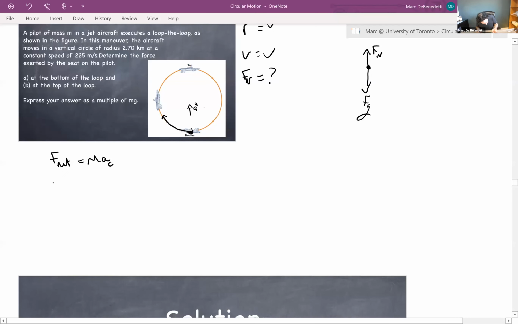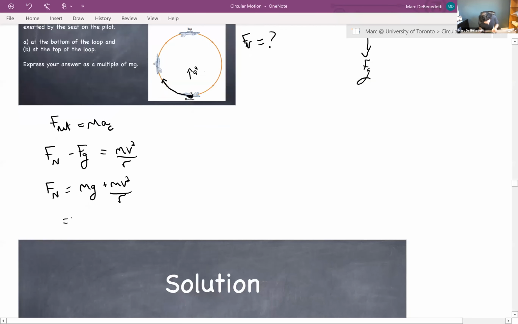Net force, looking at my free body diagram, I have the normal force upwards and the gravity downwards equals mv squared over r. And here, the normal force is going to equal mg plus mv squared over r. All right, here, this is going to be m times (g plus v squared over r).